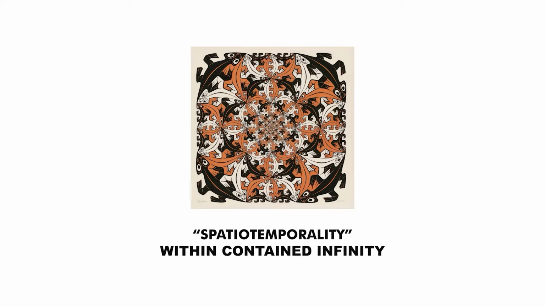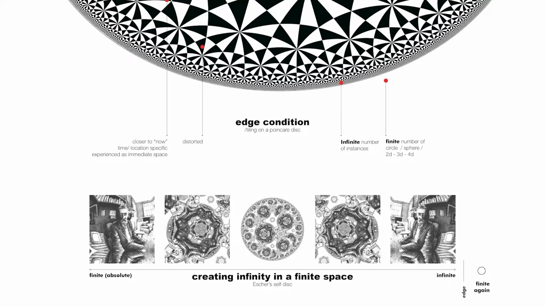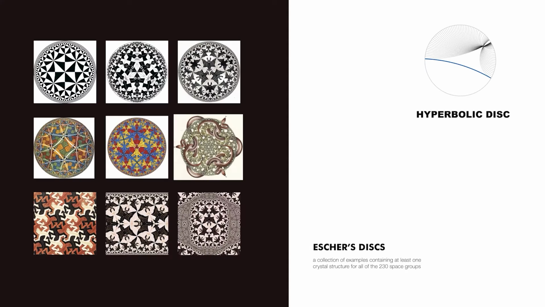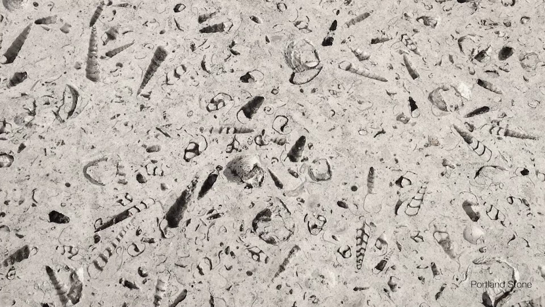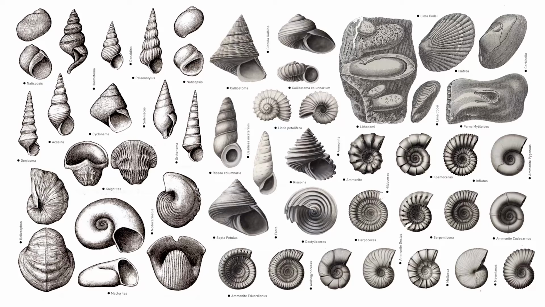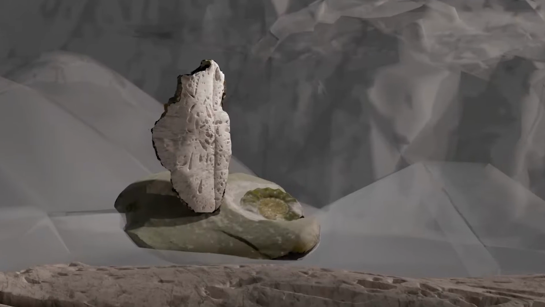I started the year by looking at the ideas of contained infinities and Escher's self-referential disks that become infinitely dense as you approach their edges. Similarly, Poincaré's hyperbolic disks are used to define high-dimensional spaces. Shelly fossils that are stuck within the Portland stone can be thought of as similar spatiotemporal objects, a millions-of-years time scale that is contained in a finite stone.